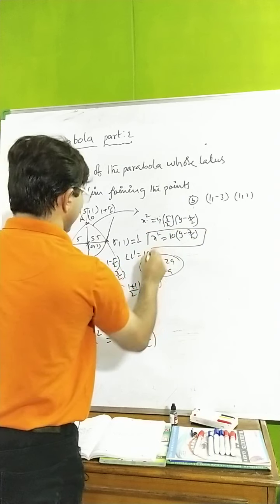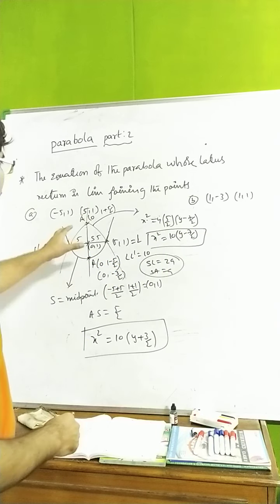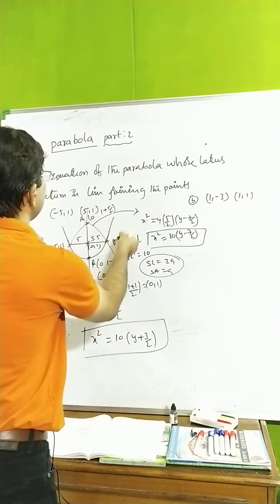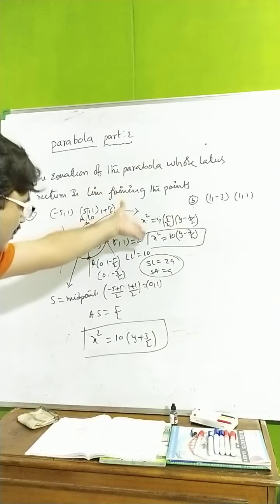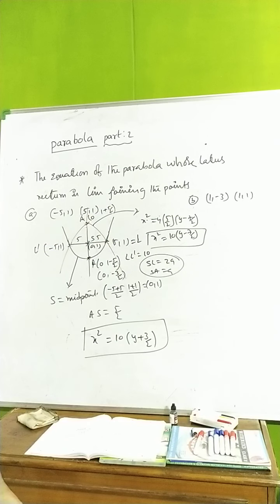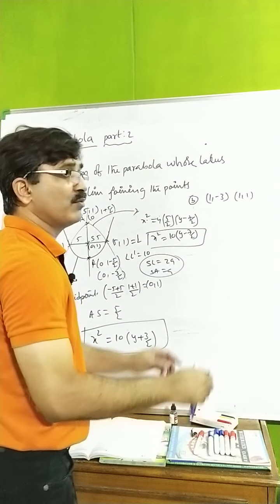See, two answers we have. One is this, the other one is this one. Even though only 2 points, the ends of the latus rectum, are given, we got 2 parabolas, 2 equations. One is that, another one is this one. In the same fashion, I have taken one more example to tell you clearly.